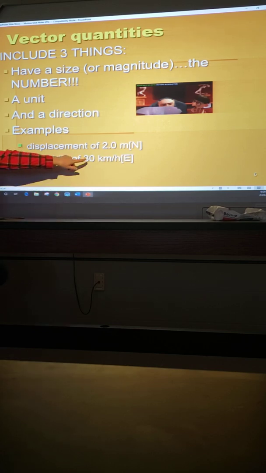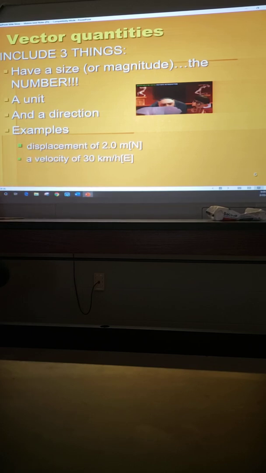So not only do you have the number, not only do you have the units, but you have to include that direction. It's easy to forget. I'm guilty of it too, I get it. But anytime you're giving a displacement answer or a velocity answer, you have to include that direction.